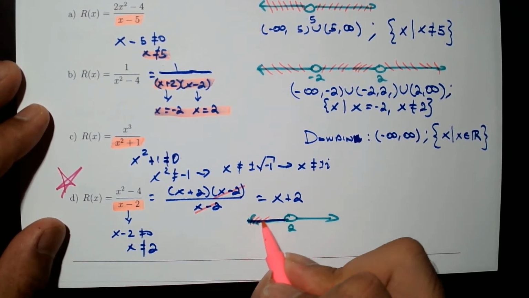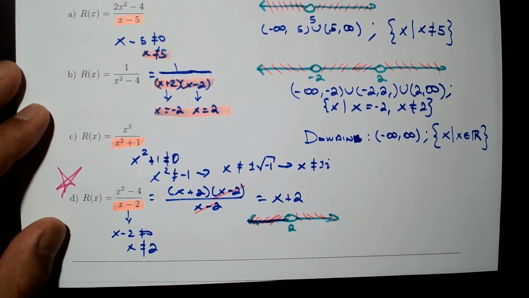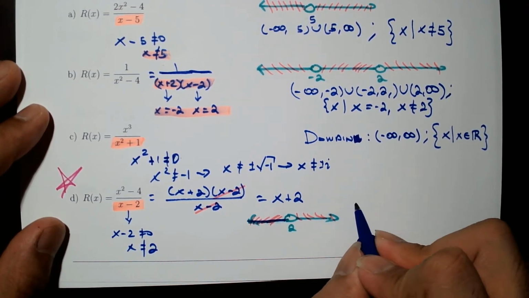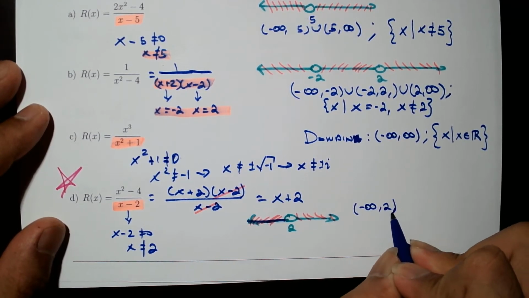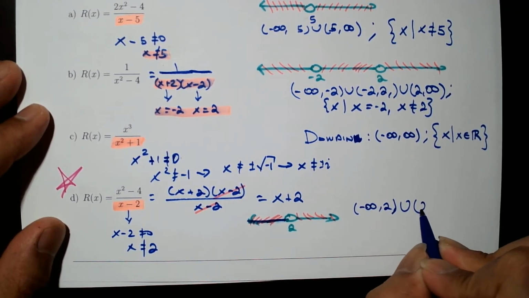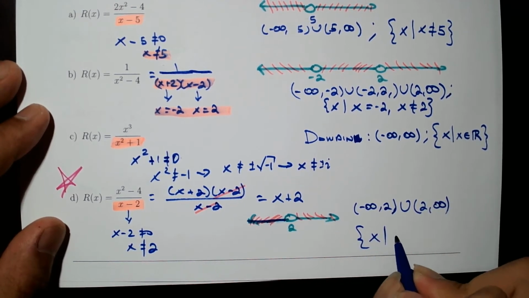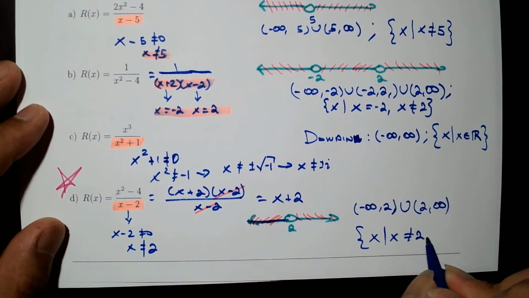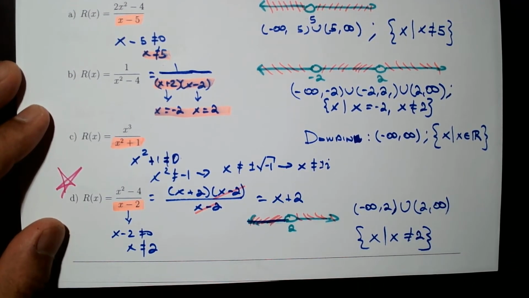and shade everywhere else. Okay, so the domain, using interval notation, is negative infinity to 2, union 2 to positive infinity. Using set notation, it is x such that x cannot be 2. Right? So be careful with these cases again.